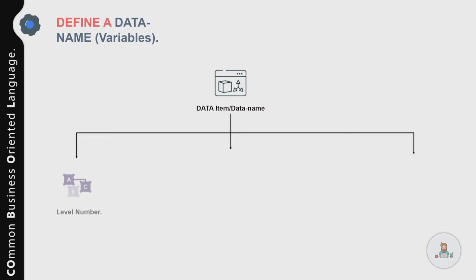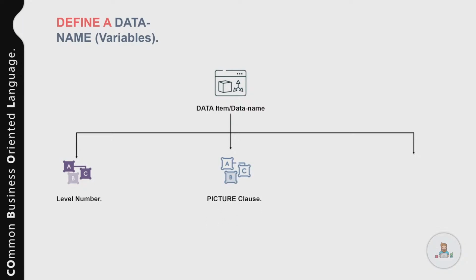Now, to define a variable, you need three important things. First one is a level number, which specifies the hierarchy of an individual item in a group variable or in the entire set of variables. After that, you need the variable name itself. Thereafter, you need a picture clause to define the type of data that you will be storing in that particular variable. After that, you need a value clause. This is used to assign the initial value to that particular variable. And we're going to deep dive into all these important components in our next slide.